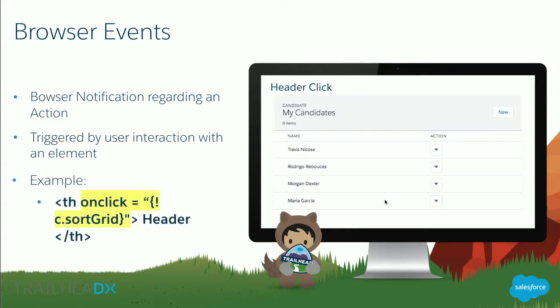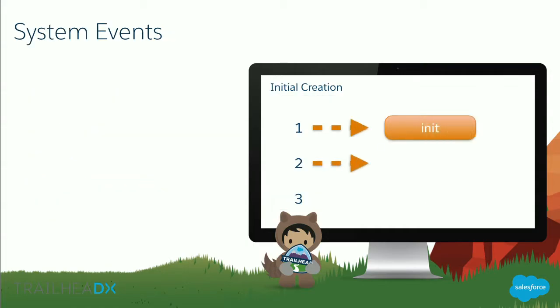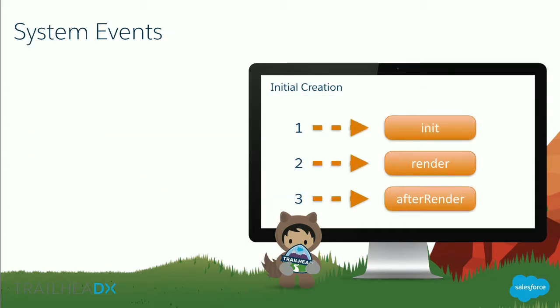So on the Lightning framework, here's an example. This is a table header, right? This onclick event would be a browser event that, if you want to tie it inside a Lightning component to an action on your JavaScript controller, you just need to put c.sortGrid. In our case here, that is the action that we're firing inside our Lightning component, that we're executing inside our Lightning component controller whenever the user clicks on a table header row to sort the list. Okay? So nothing too complex with browser events. You guys must be familiar.